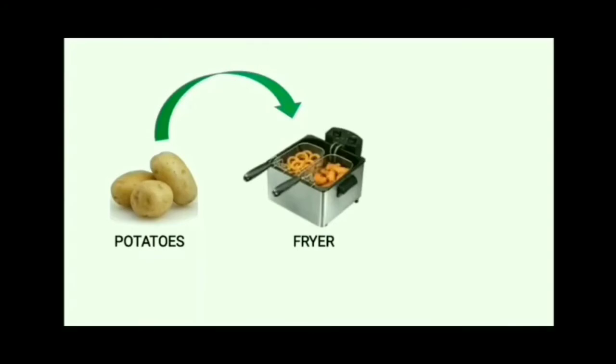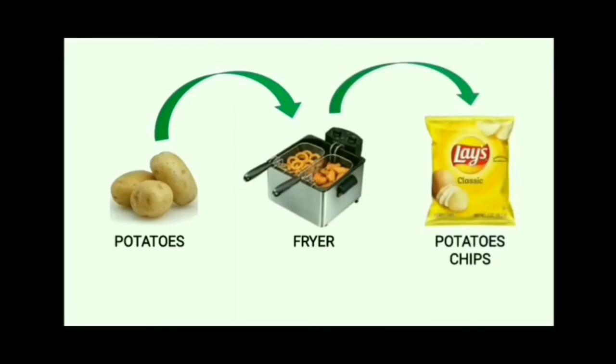Let's understand this with another example. Children, in this example we will make potato chips. For this we have potatoes, and we will slice the potatoes and then put them in a fryer for frying. In this machine the potatoes get processed, and after processing we get the final result, potato chips.